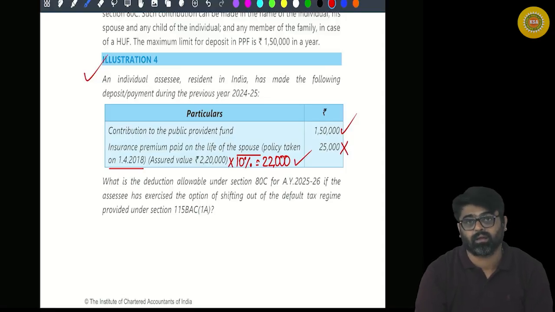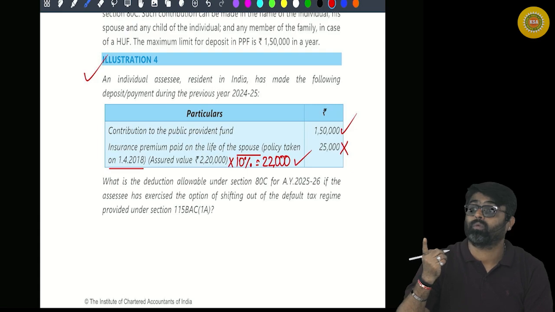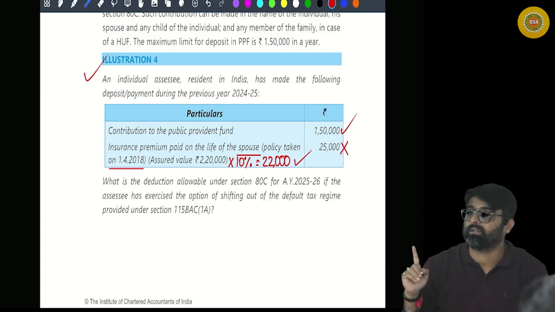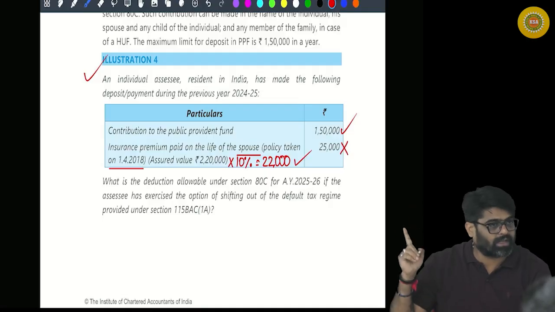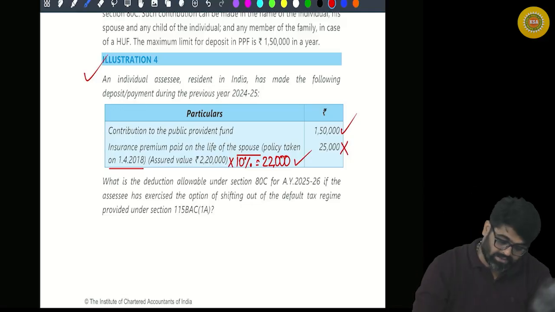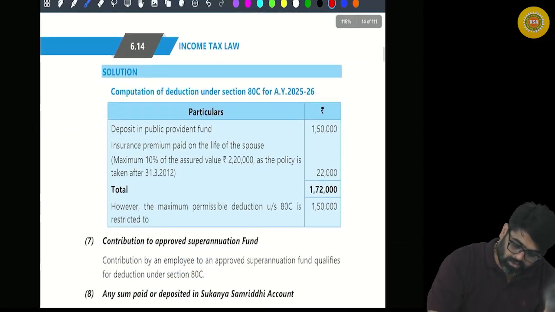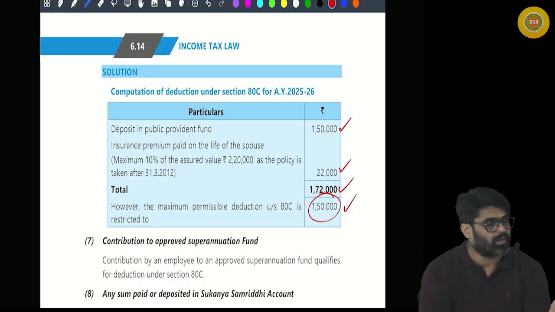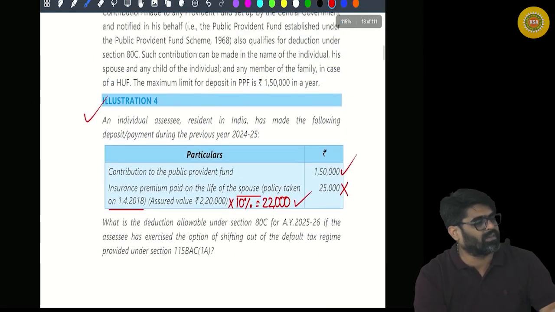1,72,000. 1 lakh will be allowed under section 80C, subject to maximum 1,50,000. So even if both the payments are eligible, the total deduction will not be more than 1,50,000. Understood, sir? So 150 plus 22, total 172. How much will be the deduction? 1,50,000. Now this list is given, one by one.